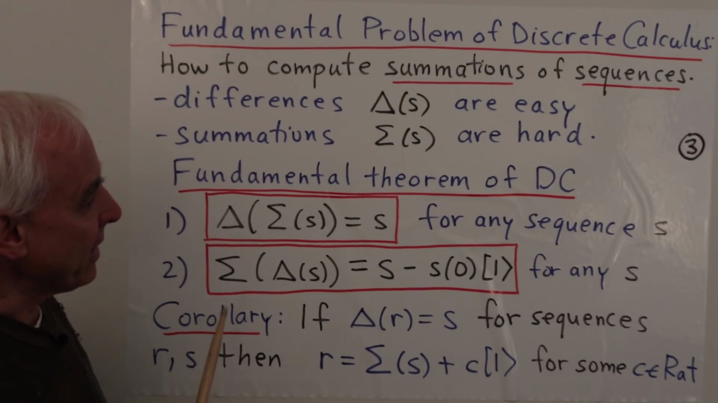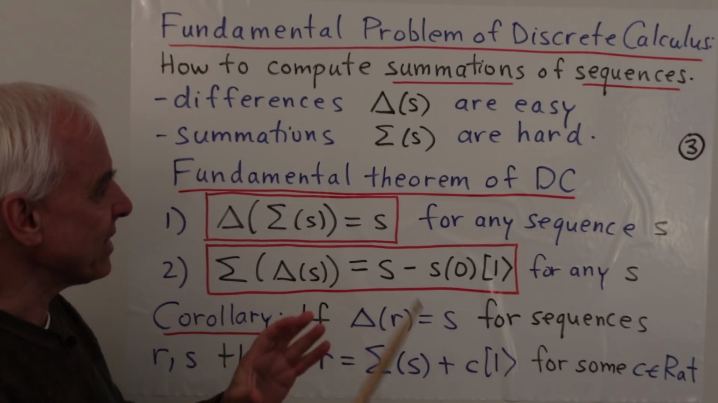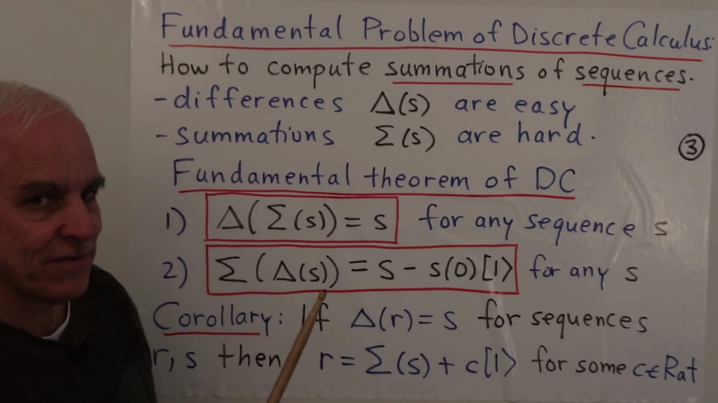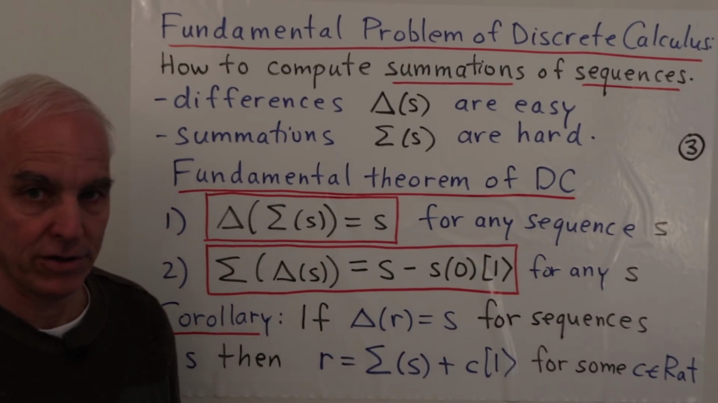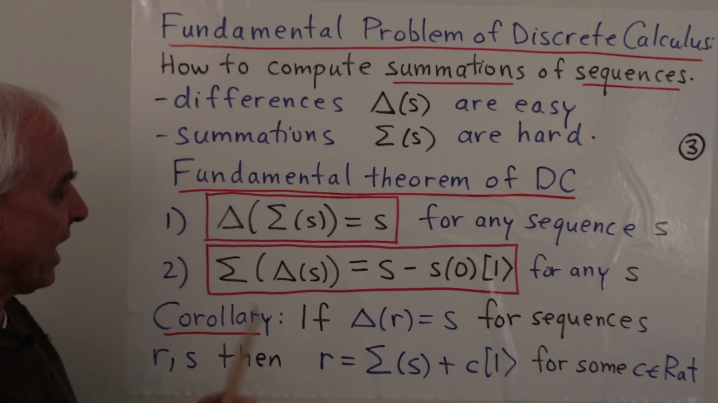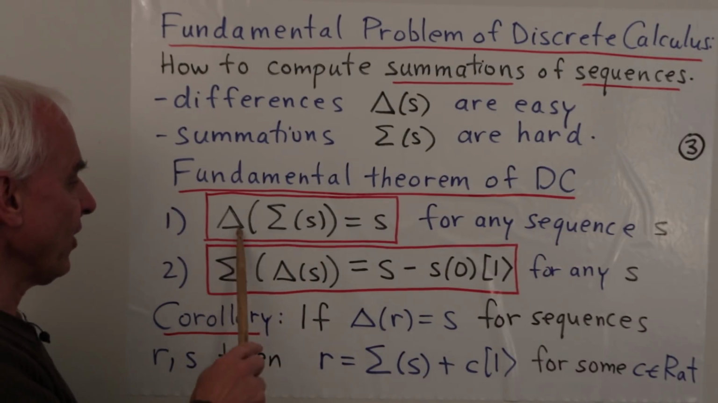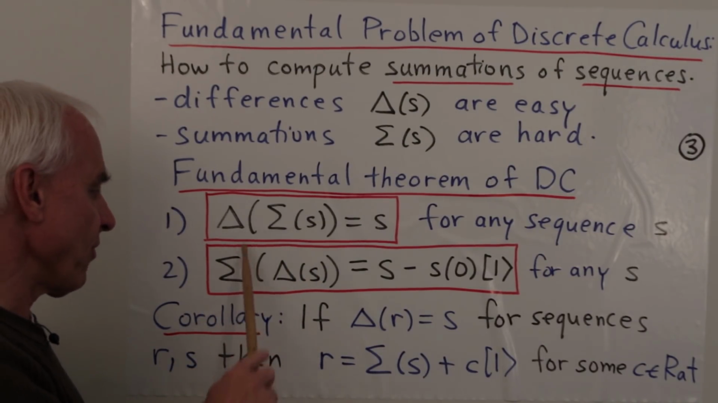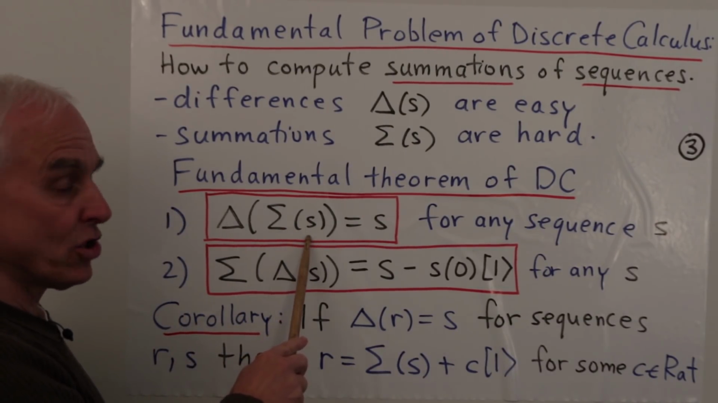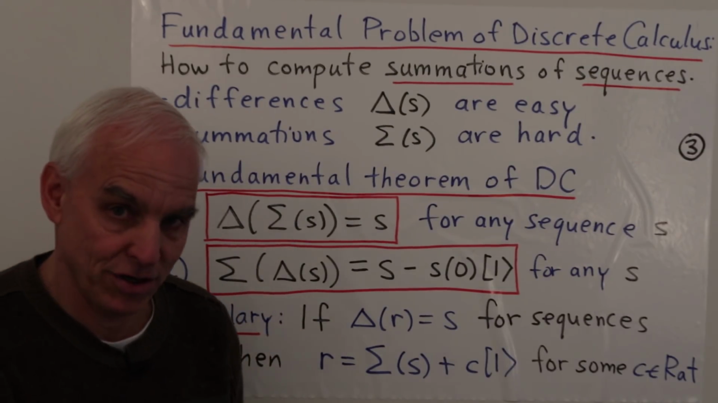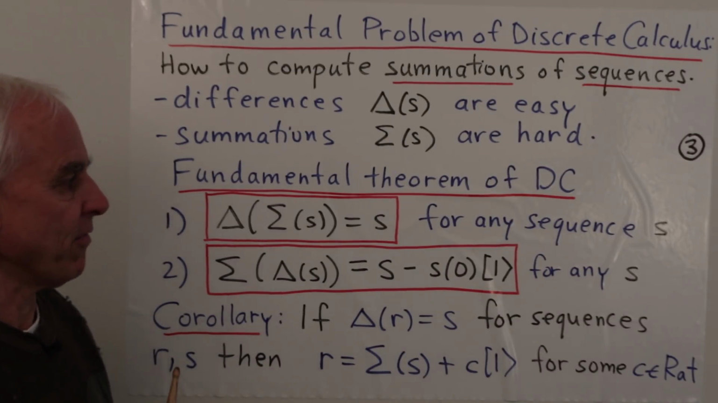And a key theorem that allows us to exploit the relative easiness of finding differences is what we might call the fundamental theorem of the discrete calculus, which relates the two operations of taking differences and taking summations. We can write it in two parts. The first is this one here: if you have a sequence S and you take its summation and then you take the difference of the summation, you get back the original sequence. And we've seen this already in a number of special cases.